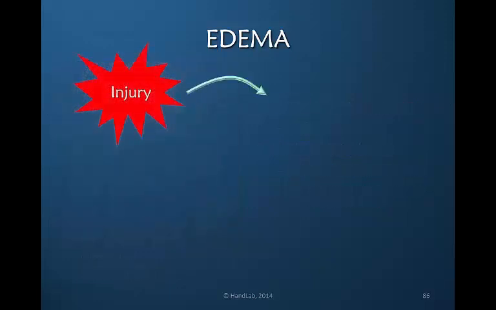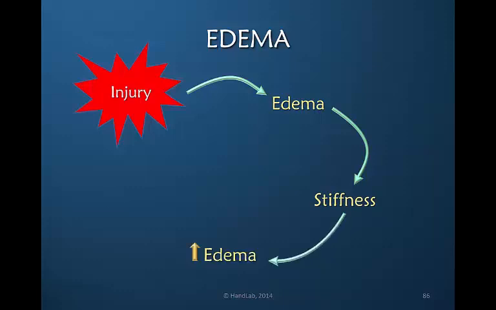Injury does create edema. Edema limits motion and creates what we call stiffness. Stiffness then, because of the limited motion, reduces our ability to pump, and that increases the edema. Inflammation increases because of the increased edema and the inability to recreate normal homeostasis of the tissues, and that leads to more edema. And the vicious cycle is created and is very difficult to break.